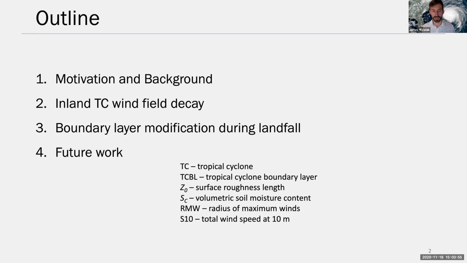And just a few key terms that I'm going to be throwing around a lot today. I want to highlight TC, it just means tropical cyclone. It's the same thing as a hurricane here, so I'm going to be using the 2 terms interchangeably. And also Z0 for the surface roughness length and SC for the volumetric soil moisture content. I'll be using those 2 terms pretty frequently, the abbreviations Z0 and SC.